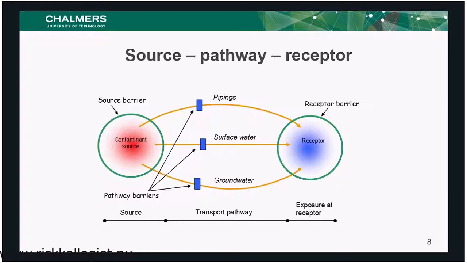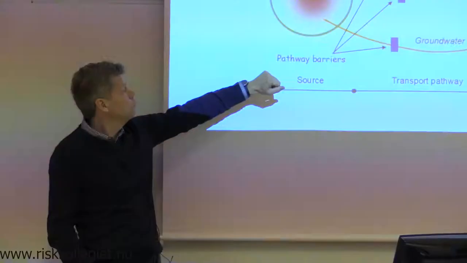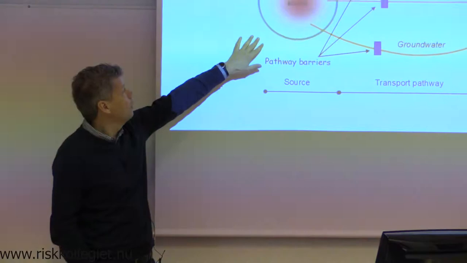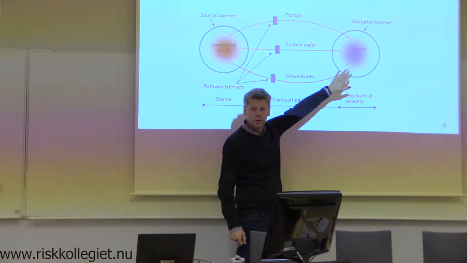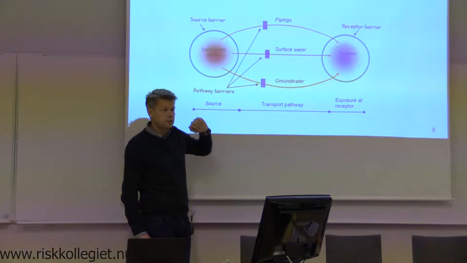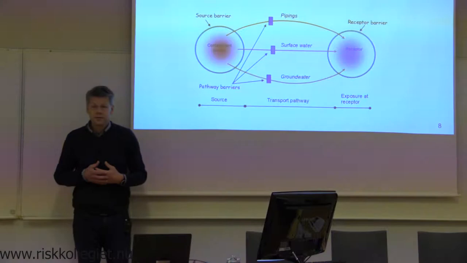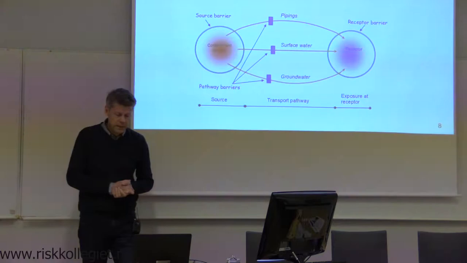And it tells us that we can work different strategies to reduce the risk. We can work on reducing the source. We can work on protecting the receptor. We can work on cutting off or reducing the pathways in between. Or you can work on combinations. But this conceptual thinking is very much a basis or a basic thing that we have and that we use.